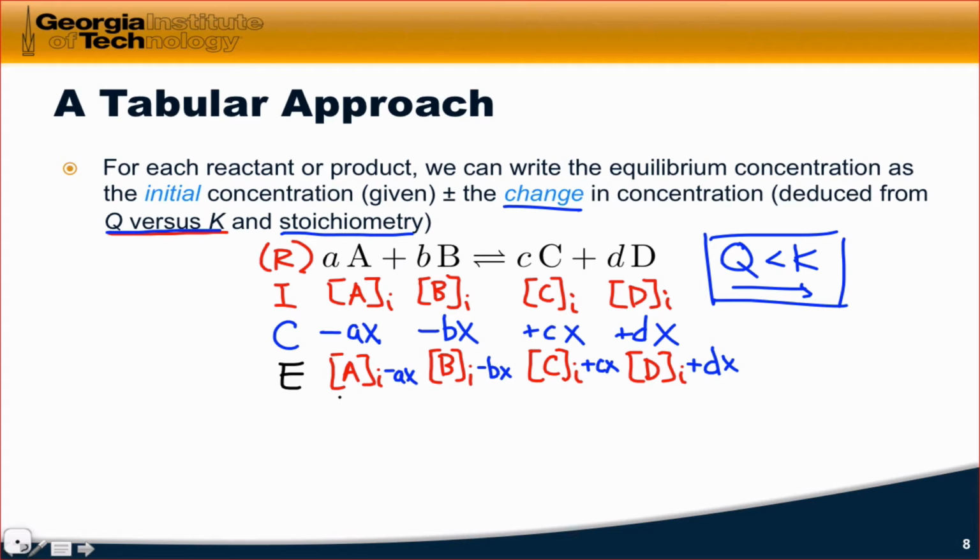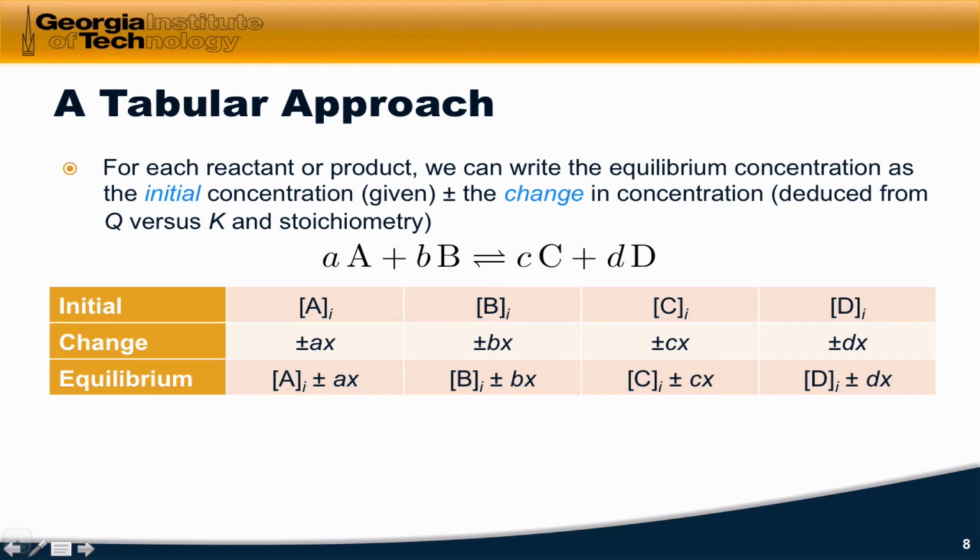There's a key condition on each of these four equilibrium concentrations. And since there's only one unknown variable here, the variable x is the only unknown, we can solve this condition to solve for x, the number of reaction events that occur between the initial state and the equilibrium state. So here's all of that information just organized in a tabular form.